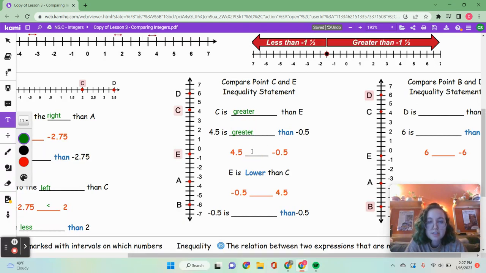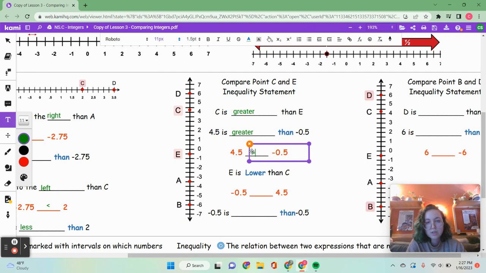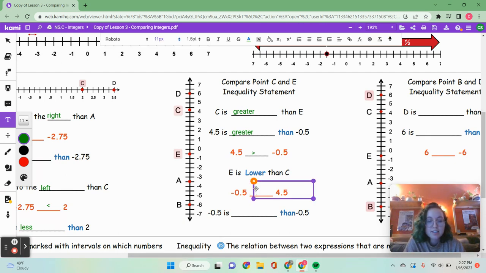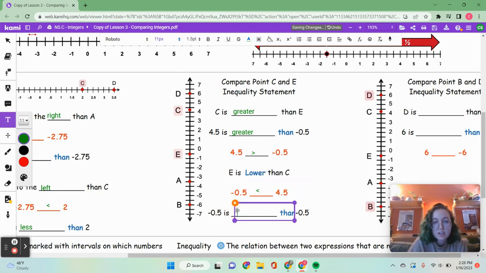So I can use my little symbol there. E is lower than C. It's lower on the number line. So what that means is the number that represents E, the -0.5, is less than 4.5. So that symbol is synonymous with less than. We can use less than.